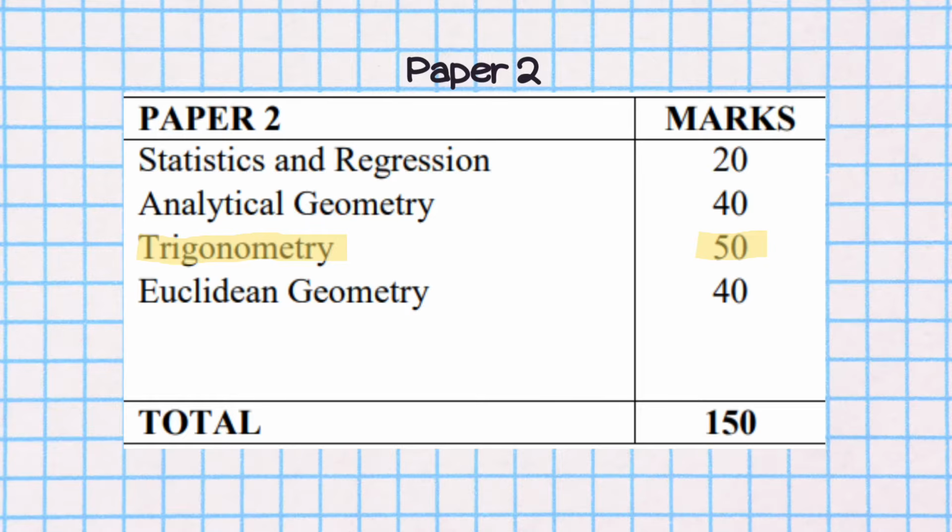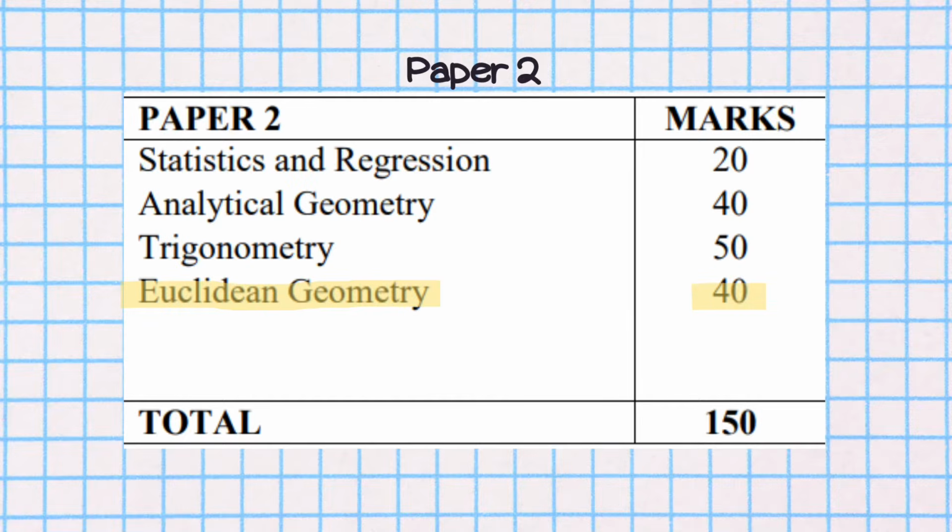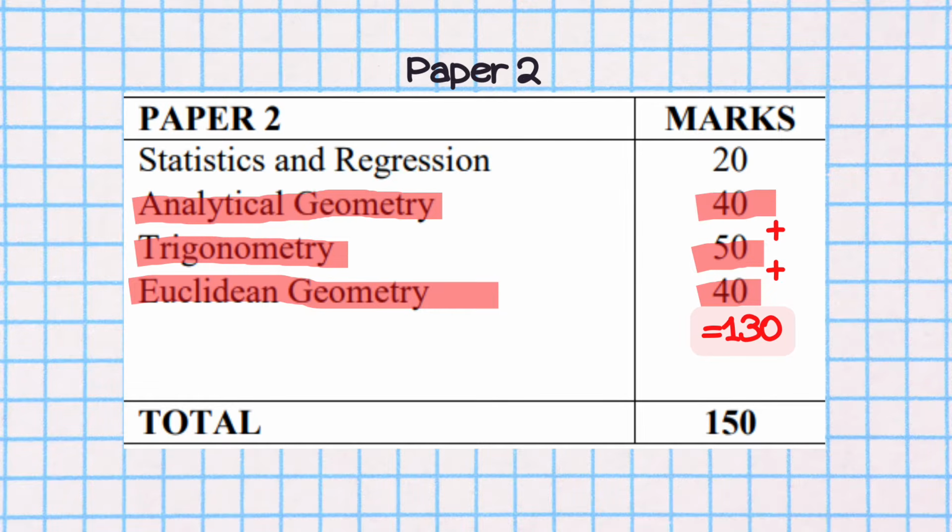The first one is trigonometry, which contains 50 marks. 50 marks. Guys, 50 marks. Then we have Euclidean, which contains 40 marks. Then we have analytic geometry, which contains another 40 marks. If you add them together, it's even more than a distinction, even more than 80%, because it's 130 marks.